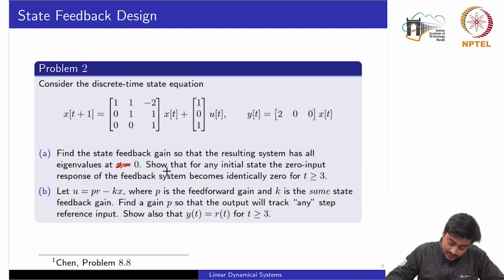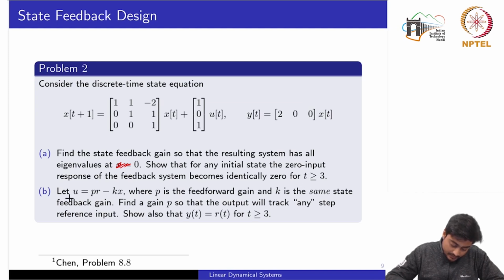The next part, we want to show that for any initial state, the zero input response of the feedback system becomes identically 0 for t greater than or equal to 3. So this is an important part. Once we go into the proof of this part, it is obvious that for any initial state we can have the response of the feedback system identically equal to 0, right? So we'll come on to this part once we see the solution.